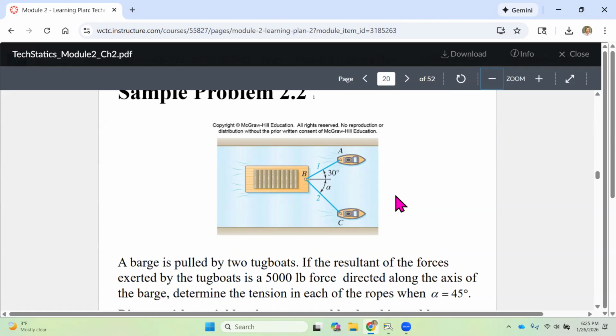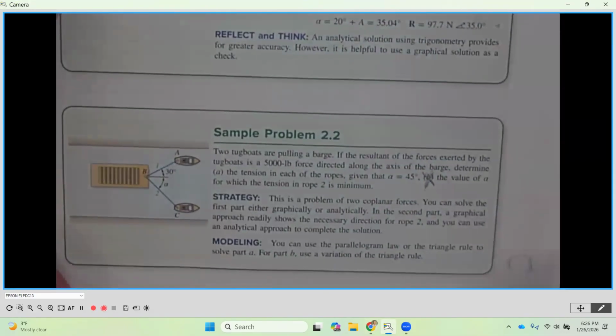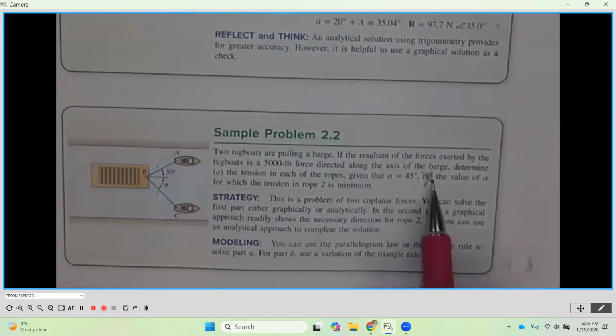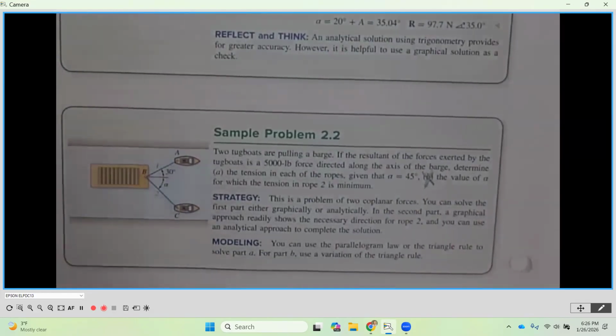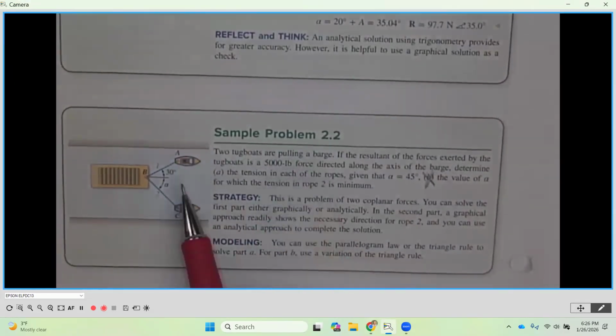We are going to find this next sample problem. So I'm going to go underneath my camera. On page 24, at the bottom here, sample problem 2.2. We're just going to do part A. You can cross off part B. We're not going to do part B for our practice problem here. But we have two tugboats are pulling a barge.